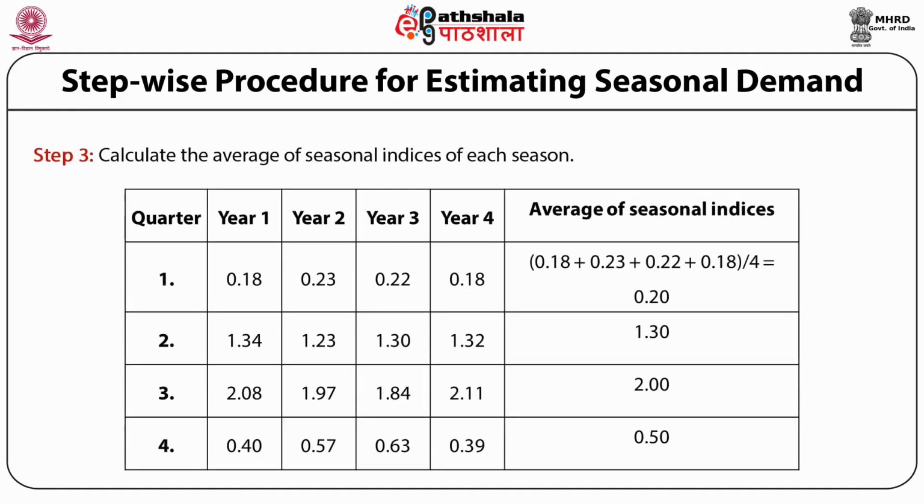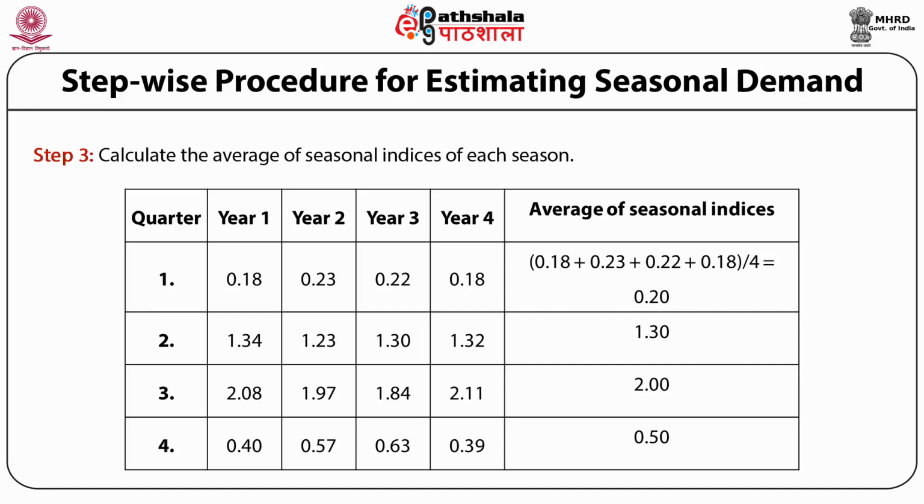Step 3 is to calculate the average of the seasonal indices of each season, which is done as for the first quarter for each year. The seasonal index has been calculated in step 2. In this step, the average of these seasonal indices is calculated. For instance, for quarter 1, the average of the seasonal index would be 0.18 plus 0.23 plus 0.22 plus 0.18 divided by 4, which would be 0.20.